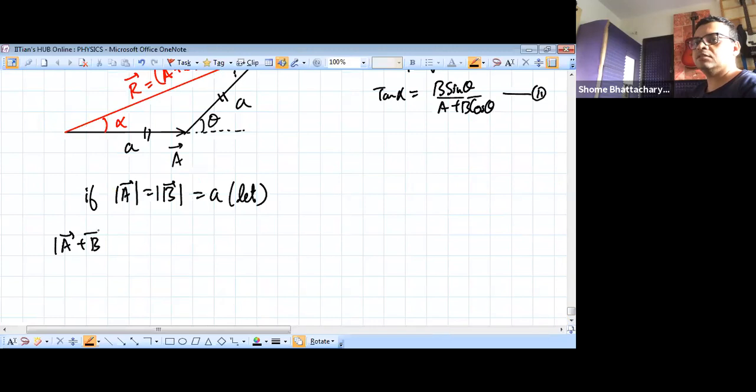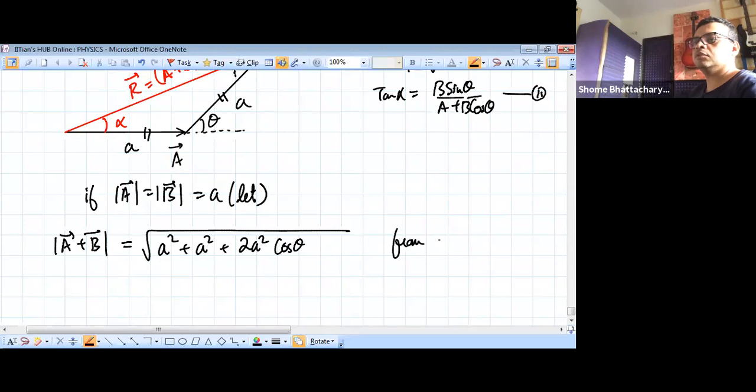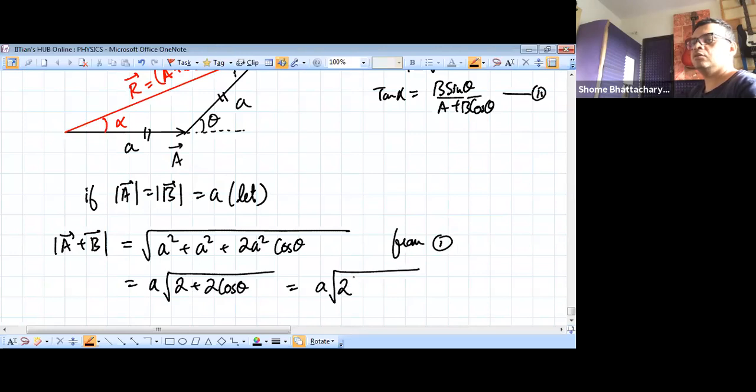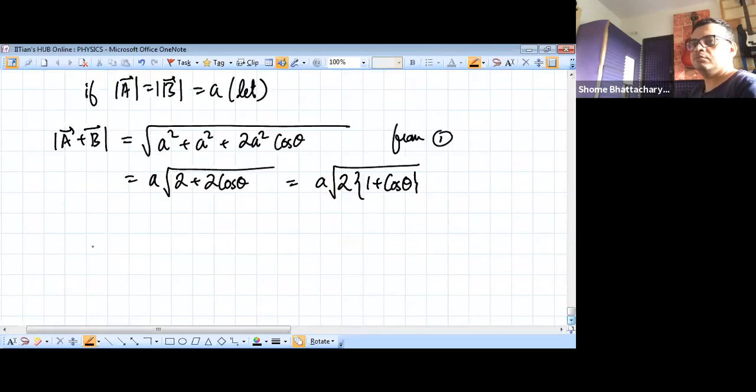magnitude of A plus B is going to be, this is from equation 1. So here you can take A common, 2 plus 2 cos theta. You can take this as 2 into 1 plus cos theta. Okay. Now this is where your manipulation can start.